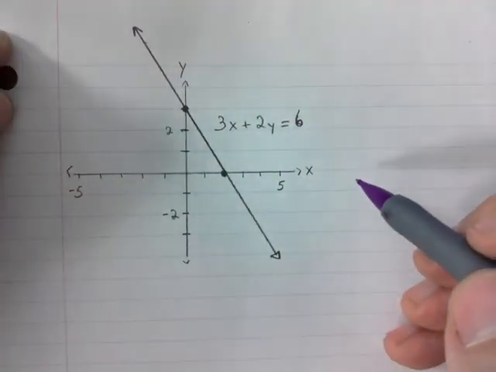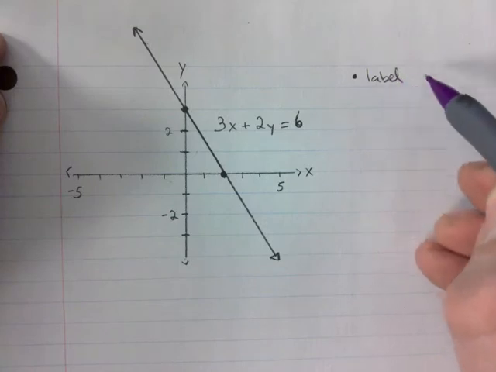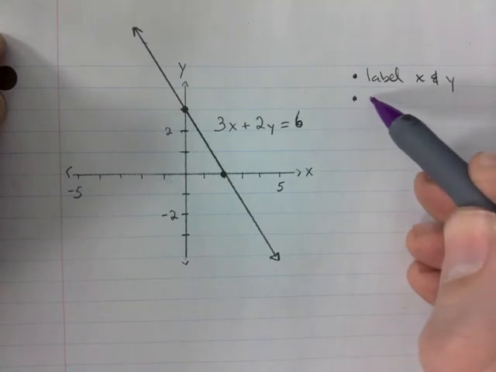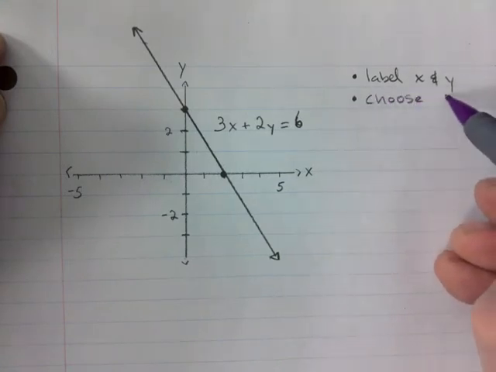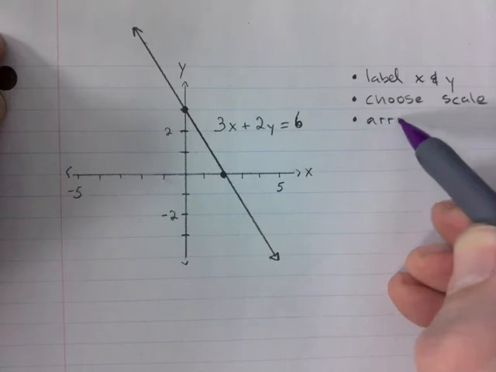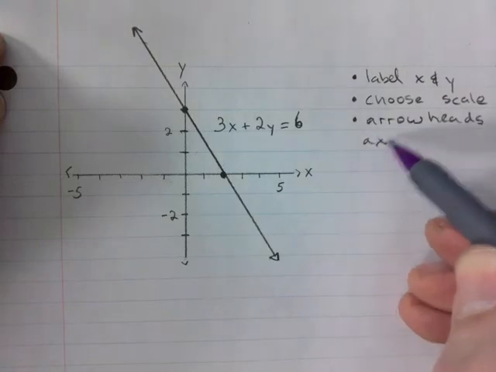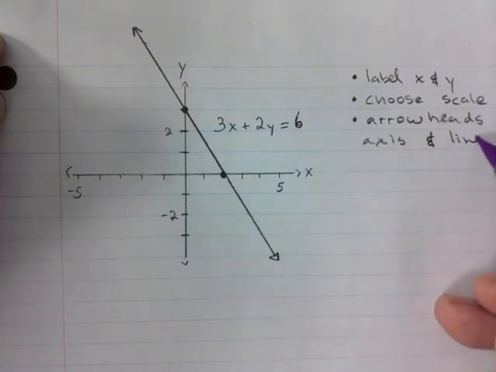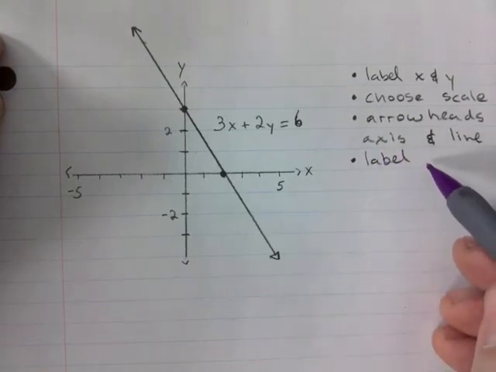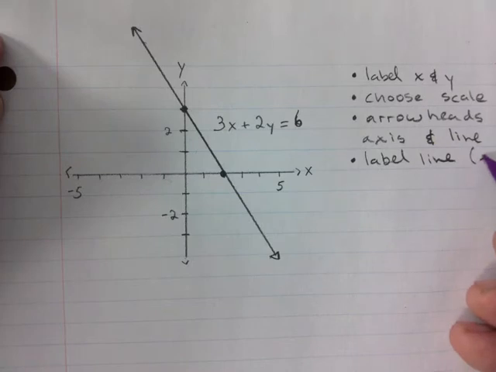Okay, so we have that. We have our labels. So watch for: label x and y, choose scale, arrowheads on axes and line, label the line as well. In other words, the equation, right?